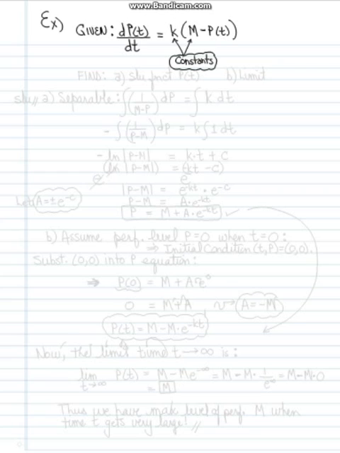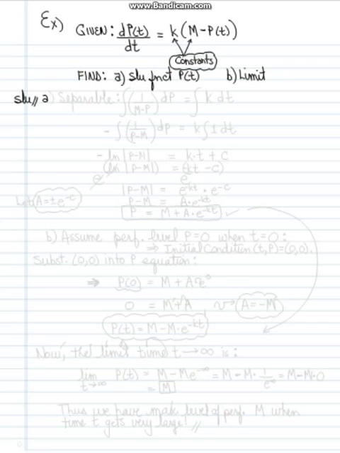They want us to find two things. Part A, the solution function. So the solution to this differential equation would be the function P of t. And in part B, they want us to find the limit, the limit for the maximum performance. If you had an infinite amount of time, what limit will that give you as far as your performance level? P is performance level.